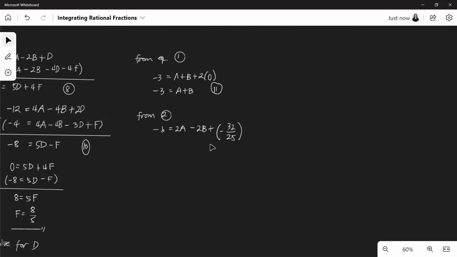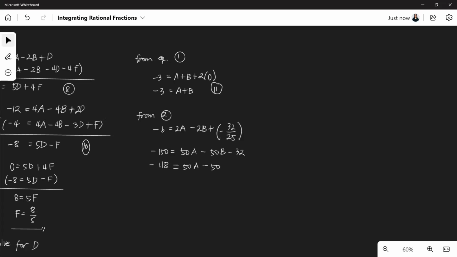That would be 25 times negative 6, so that's negative 150, equals 25 times 2, that's 50A, minus 50B, and then minus 32. So negative 150 plus 32, that's negative 118, equals 50A minus 50B.